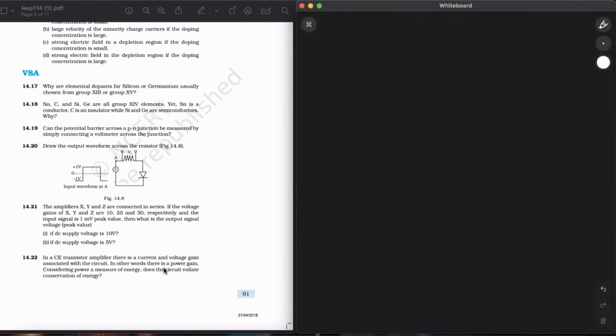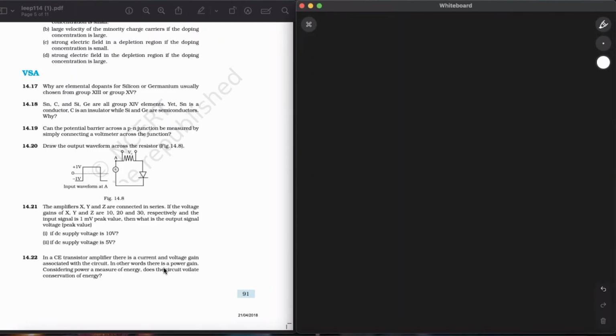So the process of addition of impurity is called doping. Now the size of the dopant atom should be compatible with the atoms of the pure semiconductor. If the size is compatible, it will not destroy the semiconductor, but it will easily contribute to the charge carriers.